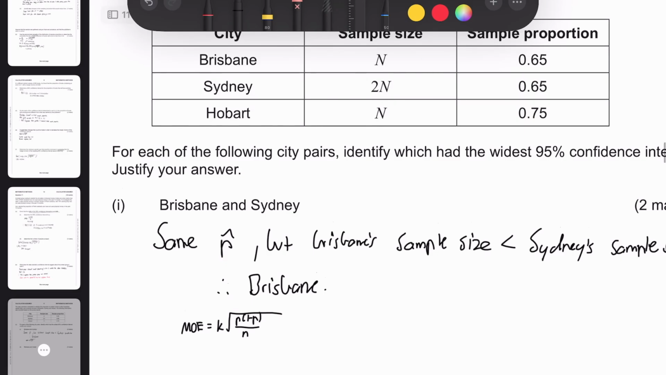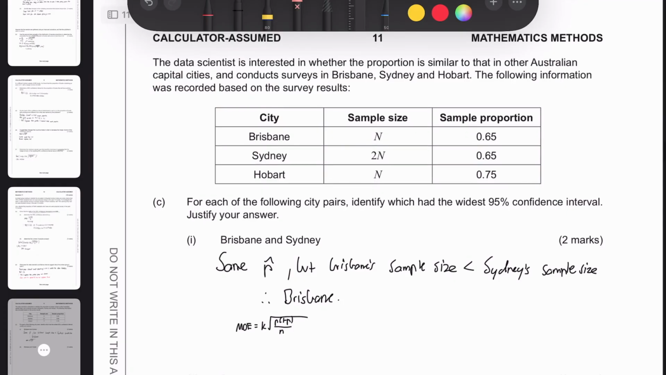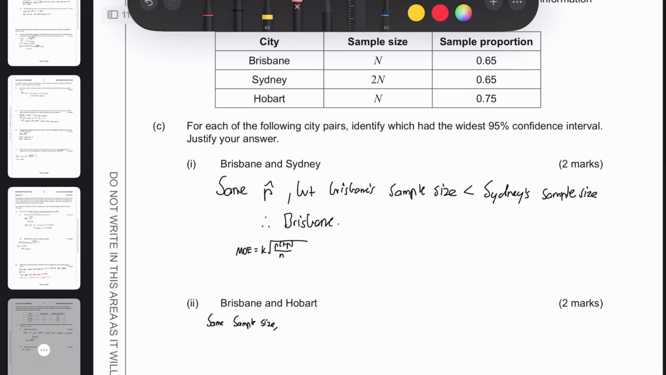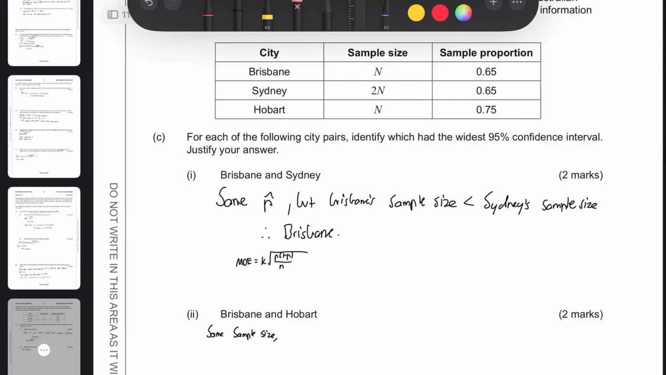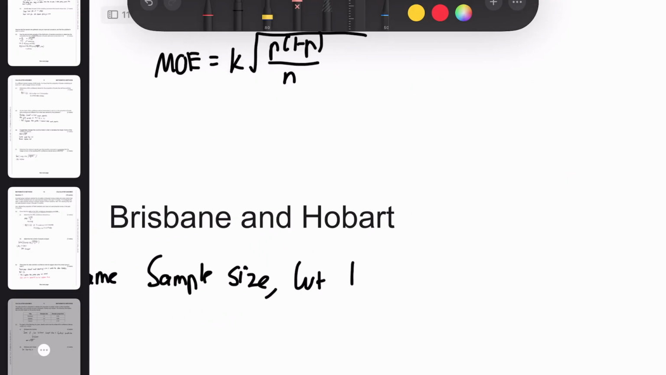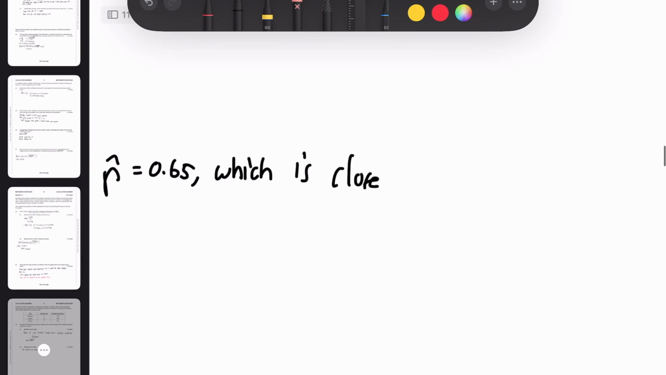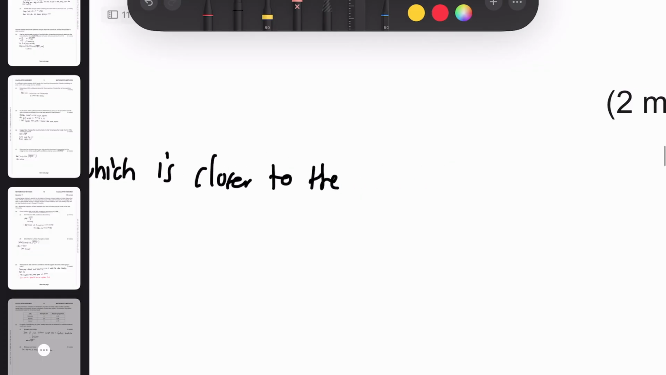Okay, Brisbane and Hobart. So Brisbane and Hobart have the same sample size, but Brisbane's sample proportion is equal to 0.65, which is closer to the maximum, which is closer to 0.5 than Hobart's 0.75.